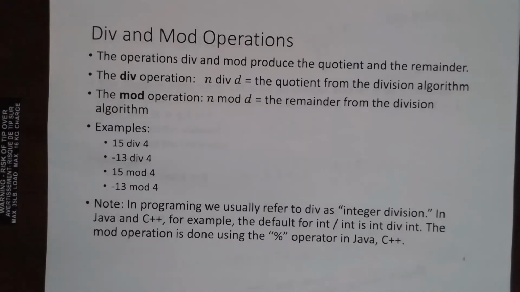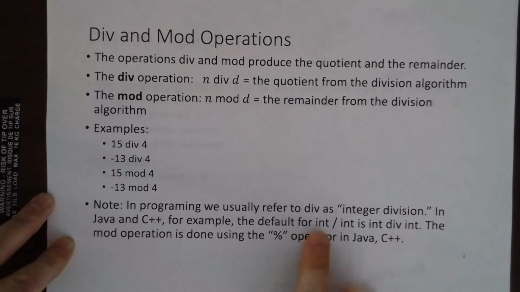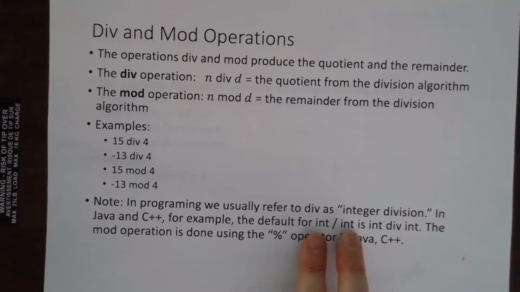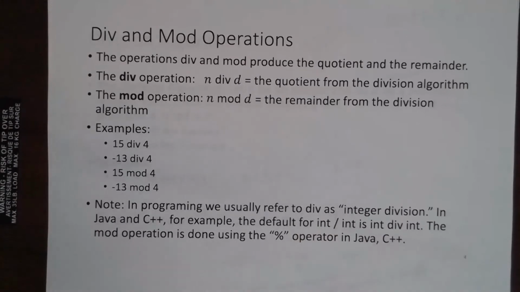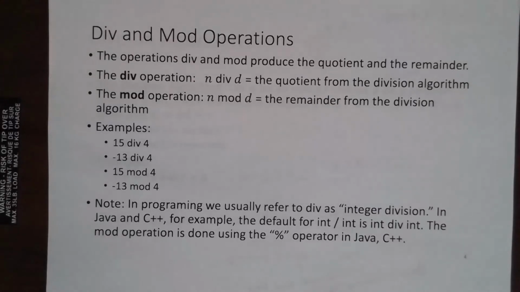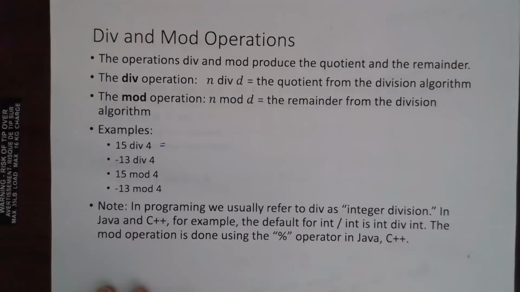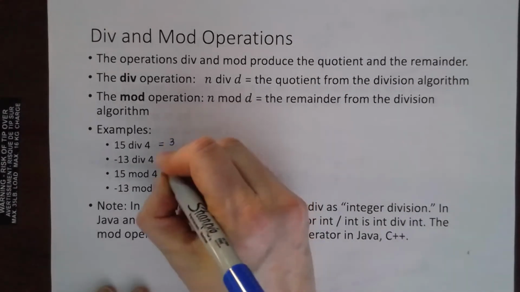So if you were in a programming language and you did 15 div 4, in Java or C++, if you had two integer operands and you put a slash in between them, it defaults to integer division. It'll always give you the quotient. In Python, you have to use a double slash to get integer division. But every language has this operator, either as a default or you can choose it. So what would you get for 15 div 4? You get 3.